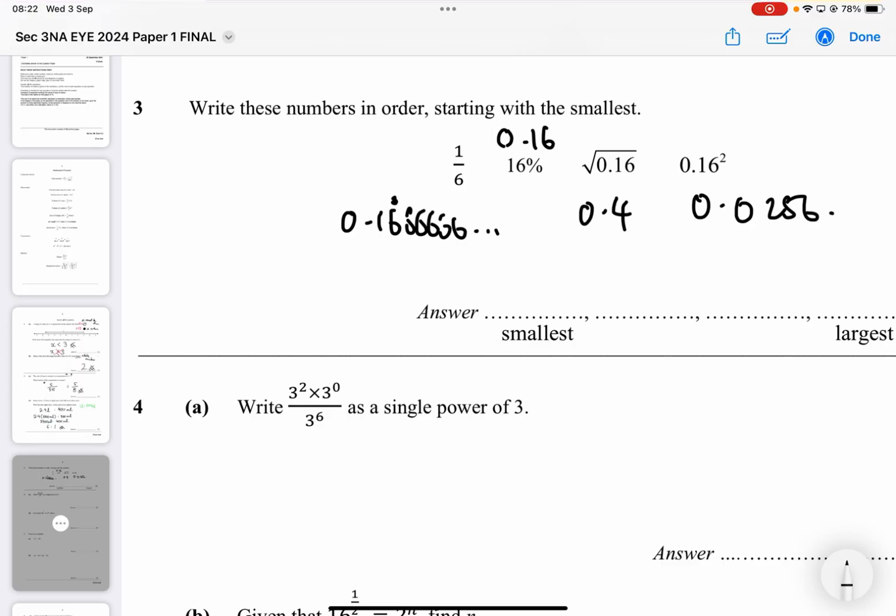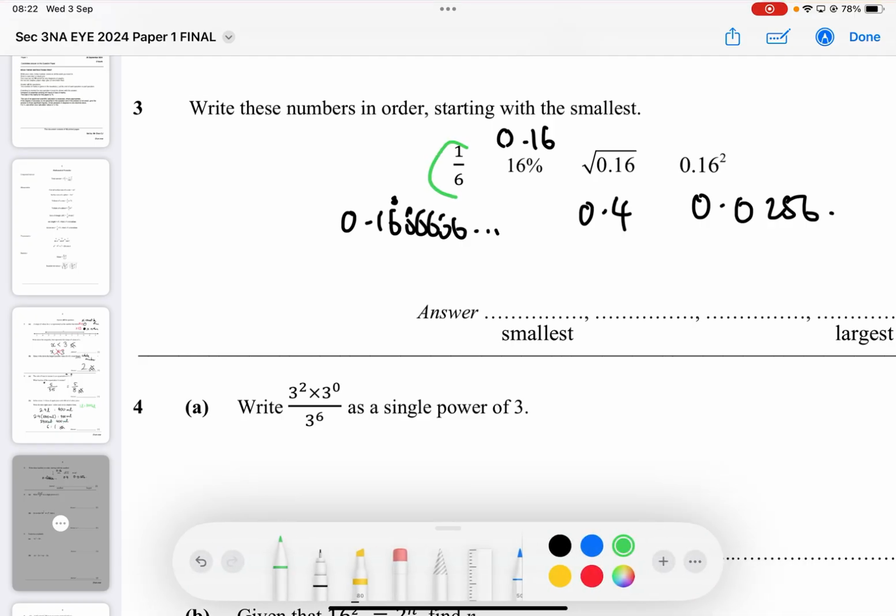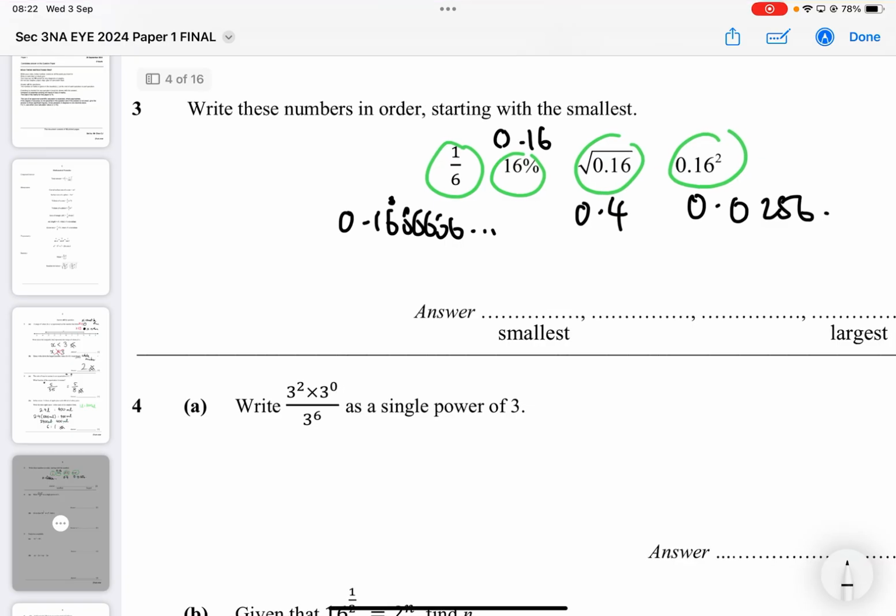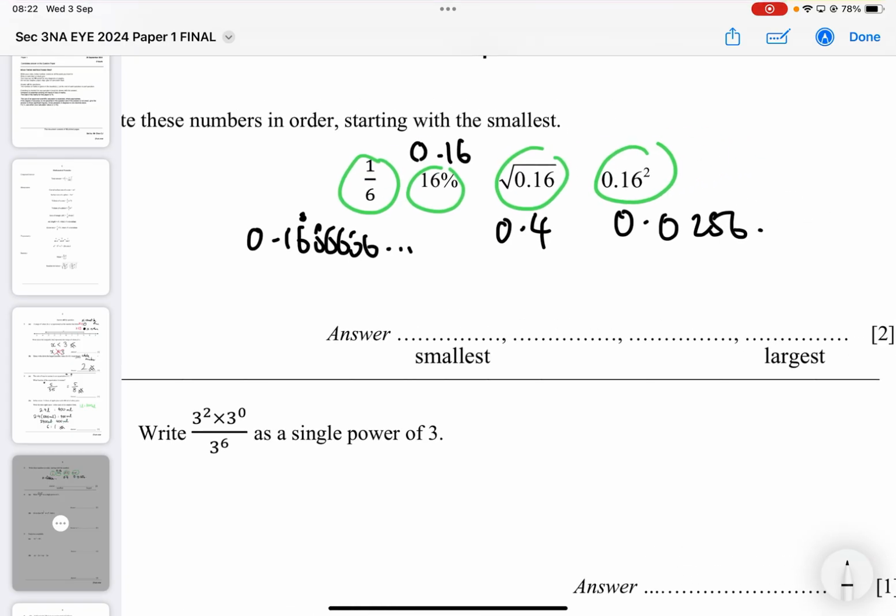Okay. What is important is when I write the answer here, I cannot use these decimals that I compared. I must give the answer in the original form. I must write this in this form. So starting with the smallest is 0.0256. I must write back this form. So 0.16 squared. Okay? Then the other 4, just now I said already, 0.1, 0.1, 0.4, this one largest. Then write back the original form.